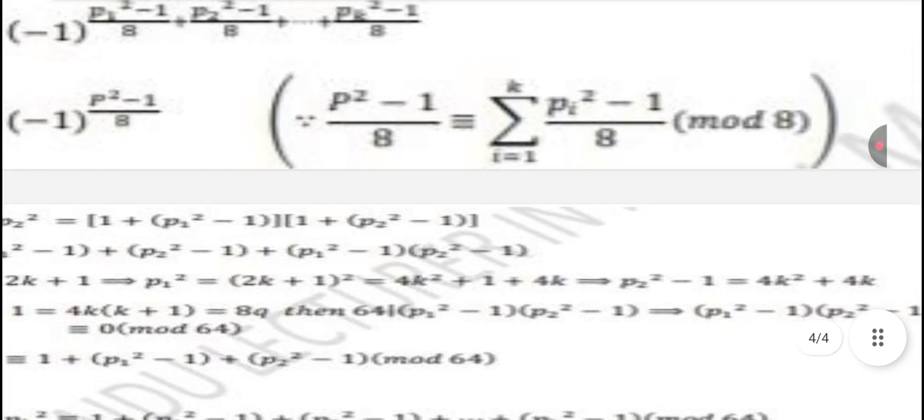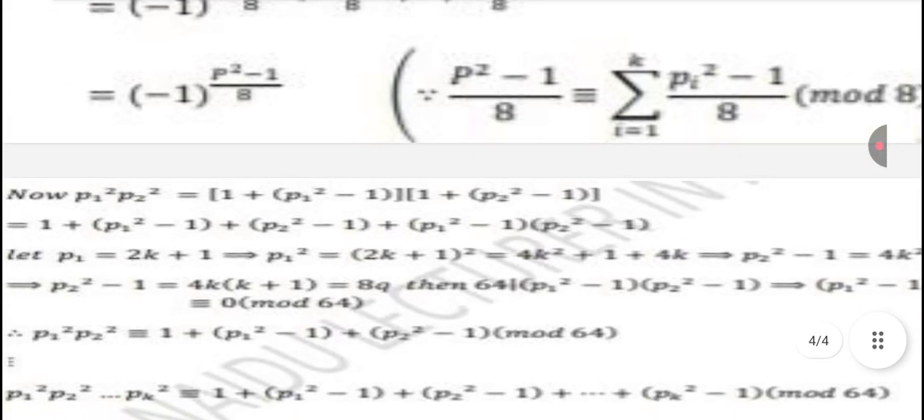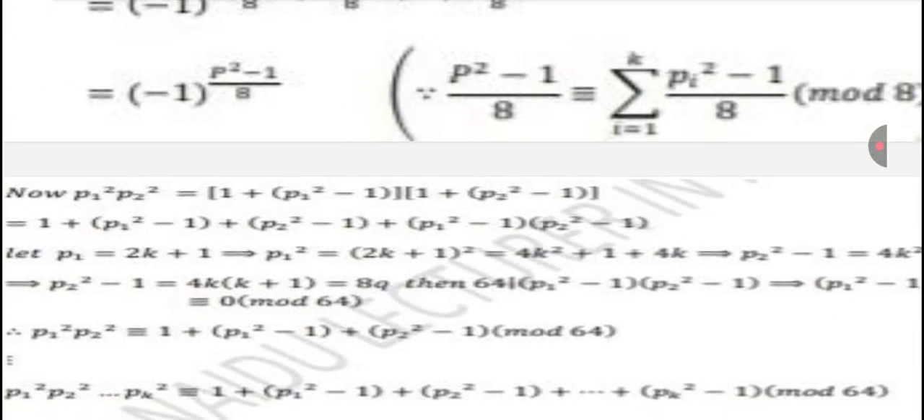Now P1 is an odd number, so let us say 2k plus 1. So P1 square becomes (2k plus 1) whole square. That is nothing but 4k square plus 1 plus 4k. In other words, similarly we can say that P2 square minus 1 is also equal to 4k square plus 4k. So finally we can put 4k into (k plus 1). So we can write this as some 8q.